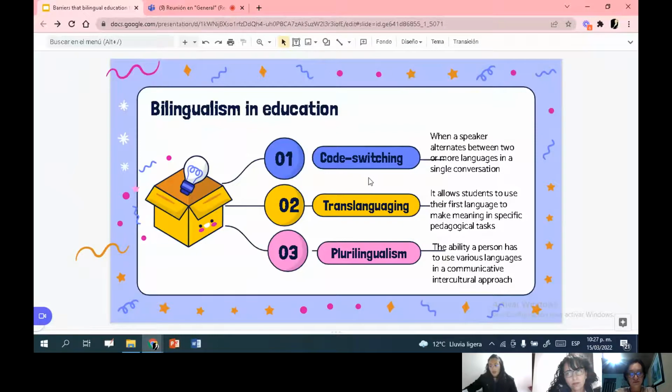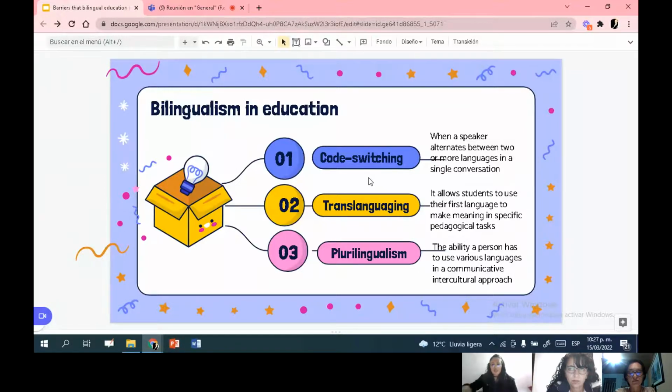It's so common when we are learning. We try to give the instructions in both languages at the same time, simultaneously. We change the codes in Spanish and in English. Translanguaging allows students to use their first language to make meaning in a specific pedagogical task. So both languages can be used when you want to. This is like one integrated system, in contrast to code switching, that is two separate systems of languages, like translating words or mixing Spanish and English in the same sentence.